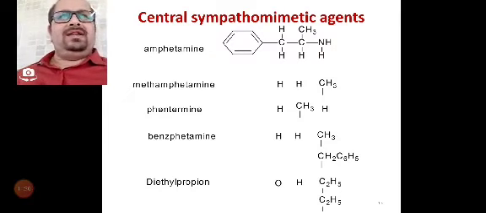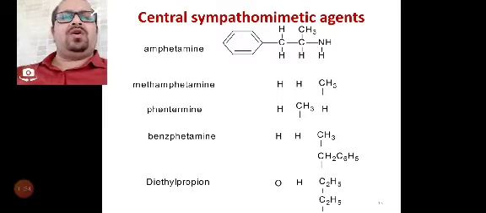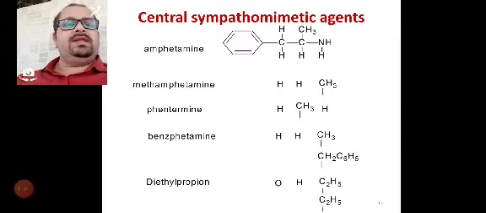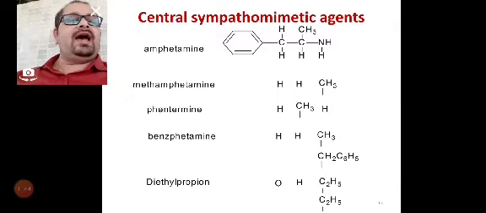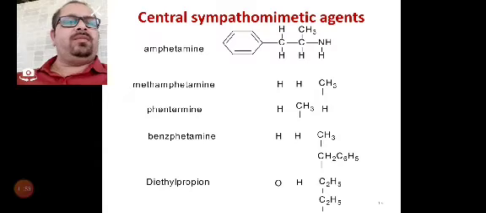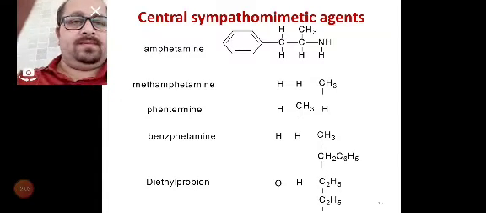After the completion of xanthines, we will move to the next class of analeptics, called central sympathomimetic agents. These agents are phenylethylamines, meaning phenyl ring, then ethyl and amine. If you look at the structure of amphetamine, you will get a feel that these are phenylethylamines in which the second carbon is substituted with a methyl group; that is amphetamine.